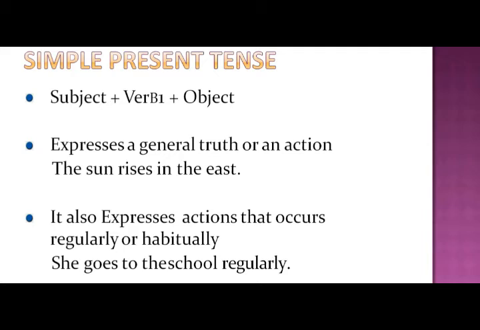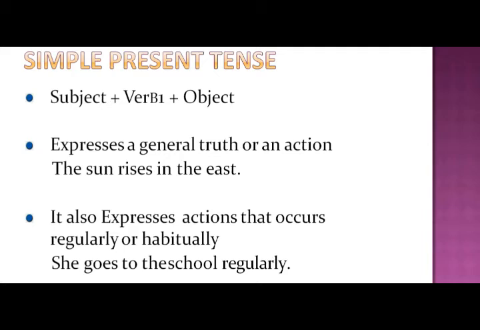So in this sentence, what is the verb? It's rises, right? And about what are we talking? So sun is the subject. Okay. And verb के एक्शन को कौन सा वर्ड डिनोट या रिसीव कर रहा है? It's east, right? So east is the object. It also expresses an action that occurs regularly or habitually. Example, she goes to school regularly.